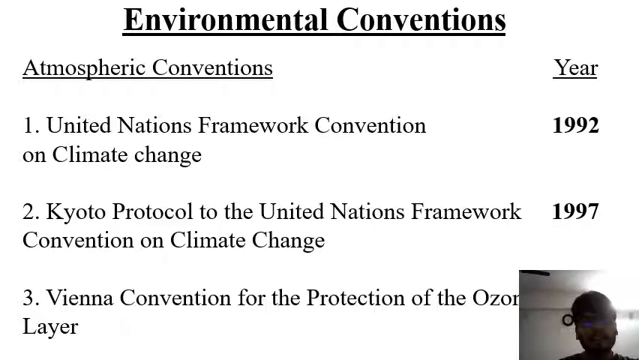Now there have been different environmental conventions that have been held in the past. Some of the important atmospheric conventions are: first, the United Nations Framework Convention on Climate Change. Second is the Kyoto Protocol that happened in the year 1997, the Kyoto Protocol to the UN Framework Convention on Climate Change. The third one was the famous Vienna Convention for the protection of the ozone layer, enacted in the year 1985.